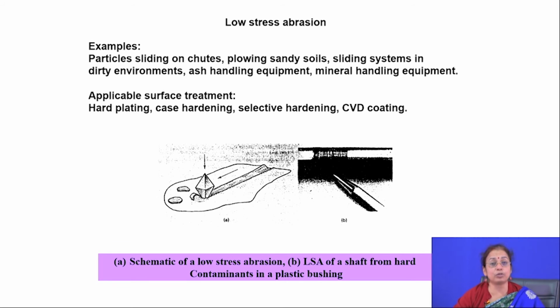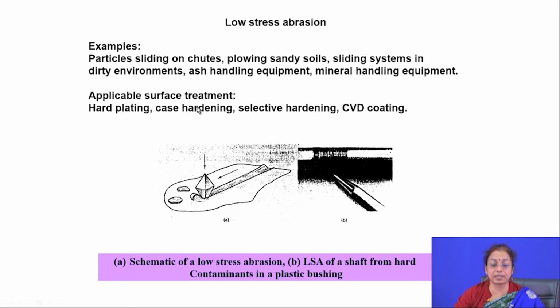So, what is the thumb rule? You basically apply a thin coating which is hard enough to reduce the abrasive wear phenomena. So, you can go for hard plating, case hardening, selective hardening, or CVD coating. All these coating techniques you can apply to have a thin hard layer on the surface, and when there is a very thin hard layer on the surface, there is no wear from the surface.